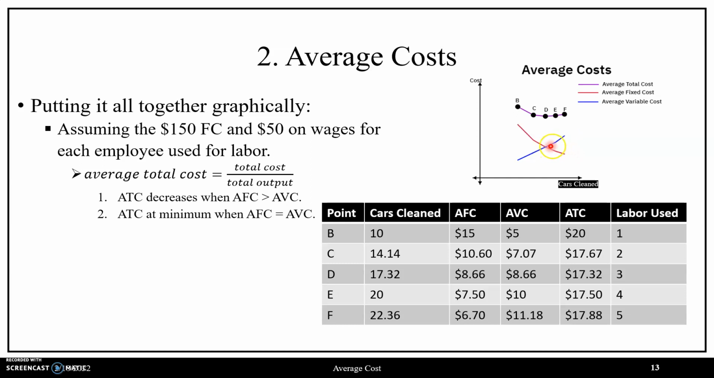Since average variable cost is upward sloping, this is going to reflect in average total cost also being upward sloping. We can see this in our table representation as well, and at points E and F we see that average variable cost is greater than average fixed cost. And we see from point D onwards that average total cost is increasing as a result as well.